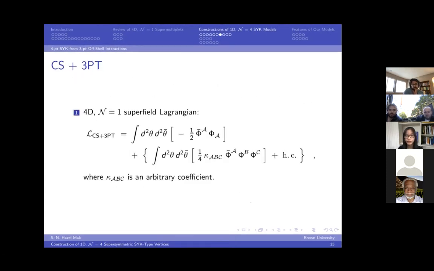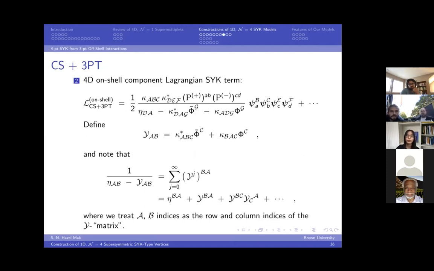And since it's constructed entirely in superfield language, it's automatically supersymmetric. So we can go to components, and then we can go on-shell, and after we do all of those, we just pick out the term that contains the SYK term, which looks like this. So it has 4 Majorana fermion interactions, but then it has a nonlinear term in front. So we can actually define this to be an object and then expand it.